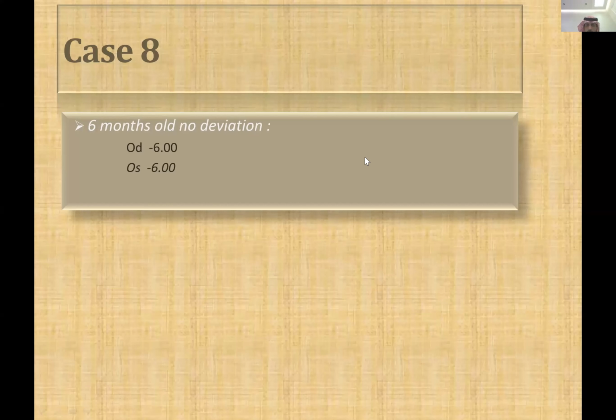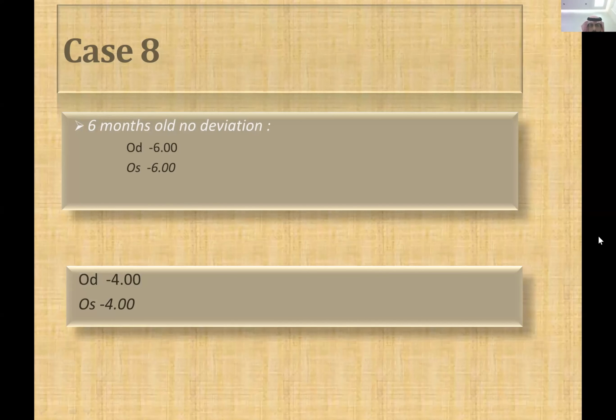Yeah, this is a good answer. Undercorrect because it is bilateral, no anisometropia. Undercorrect 2 diopters. Yes, excellent. This is a good answer. The last case. Excellent, -4, both eyes.